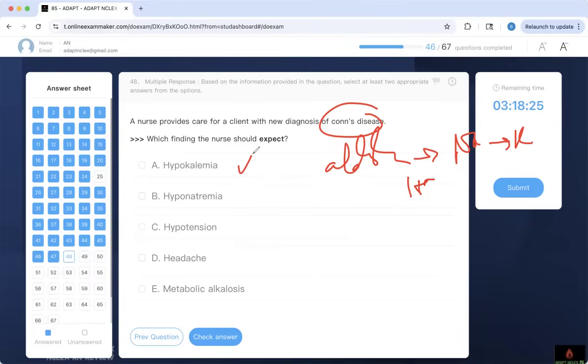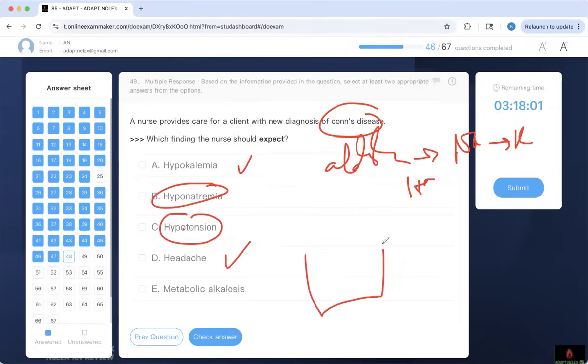Potassium is low, that is good. Sodium is going to be high, so I don't expect hyponatremia. Hypotension? If your sodium is high, blood pressure is going to go high. You're going to get a headache because your blood pressure is too high. You see how it makes sense? Classic. And then what happened? Metabolic alkalosis. Think about it.